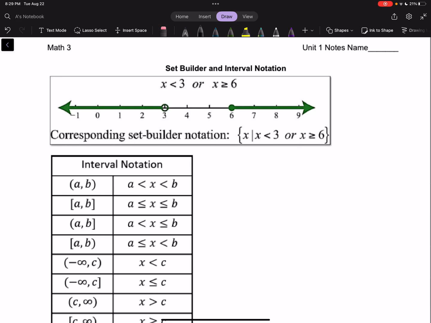Today I'm going to do a brief review, and I do mean brief, of set builder notation and interval notation, and then we're going to talk about parent functions and their key features.